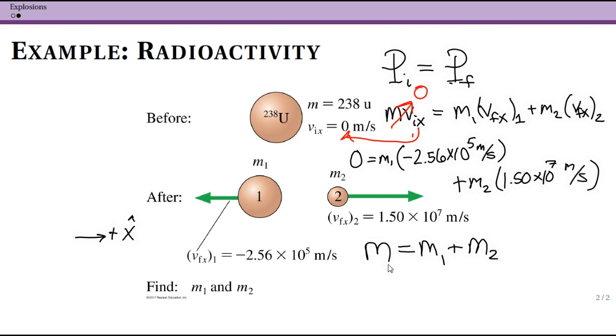So if you have a firecracker breaking apart, we assume that all of the mass is accounted for, unless you're told otherwise. So this is our second equation, and we know what this is, so at this point we have two equations and two unknowns. That is sufficient to solve for m1 and m2. So that's the idea of any sort of explosion. You again are using your system momentum, you're usually working in a reference frame where it's initially at rest, and then you can calculate all of your pieces.